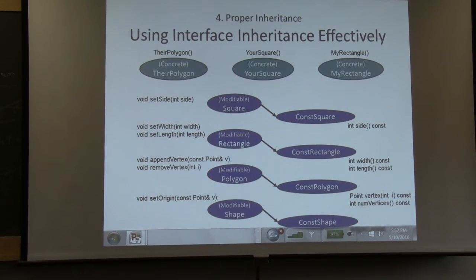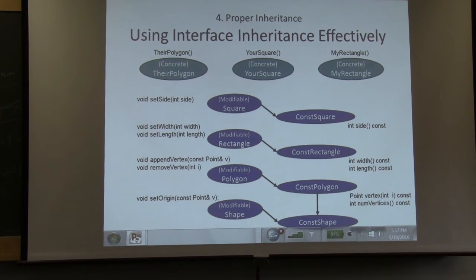What do you think a const polygon is in terms of a const shape? Is a const polygon a const shape? Okay. So here's an interesting one. Is a const rectangle a const polygon? Why yes or why no? Provides all the functionality plus something extra. Okay, so a rectangle provides all the functionality of const polygon plus width and length, right?